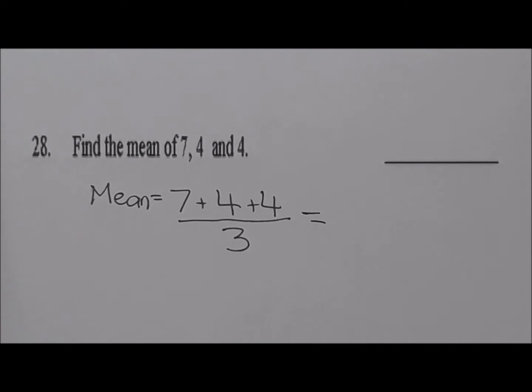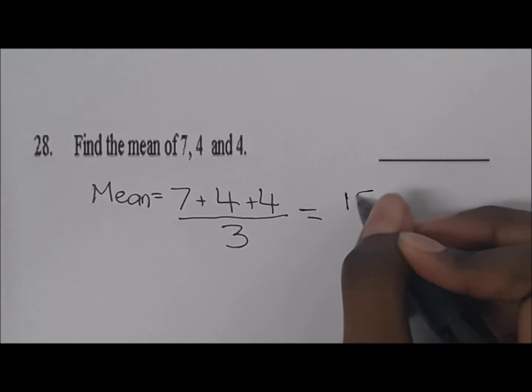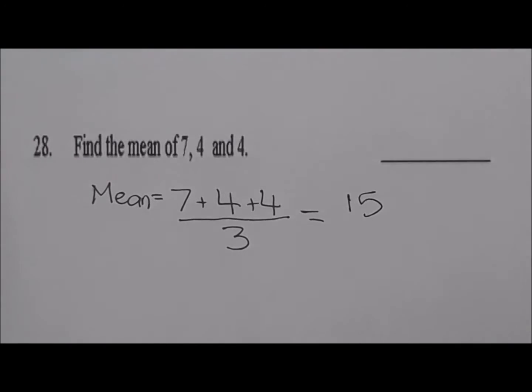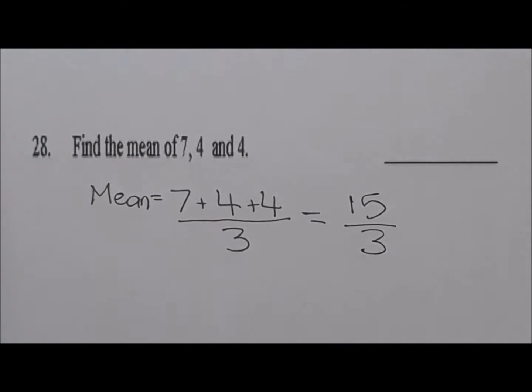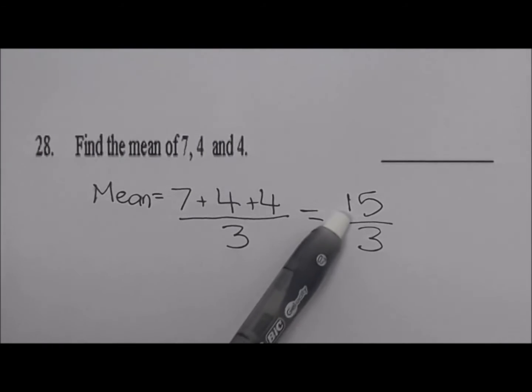7 plus 4 plus 4 is 15. Write it. Divided by 3. And final answer. Say your 3 timetables. 3 times 1, 3. 3 2s, 6. 3 3s, 9. 3 4s, 12. 3 5s, 15. When you hear 5, then you know that's the answer.